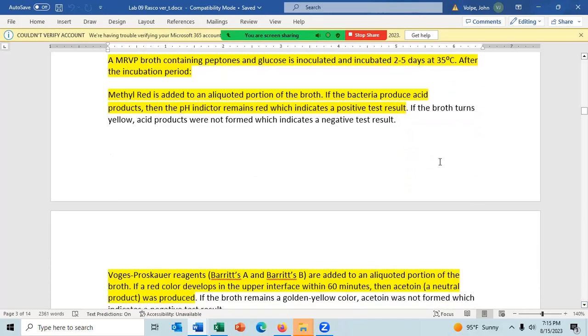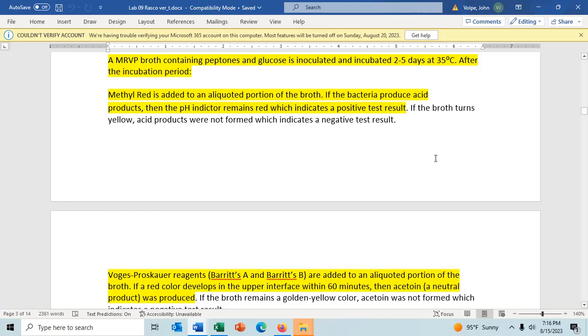The MR test has to be run for 5 days, because if you incubate it for less than 5 days and then you do the test and it's negative, you then have to start over and incubate for 5 days. So generally, as a rule, we in the lab incubate the MR test for 5 days. The VP test only needs to be incubated for 2 days, but it can be incubated for as long as 5 days. Both tests, if they're positive, turn red.